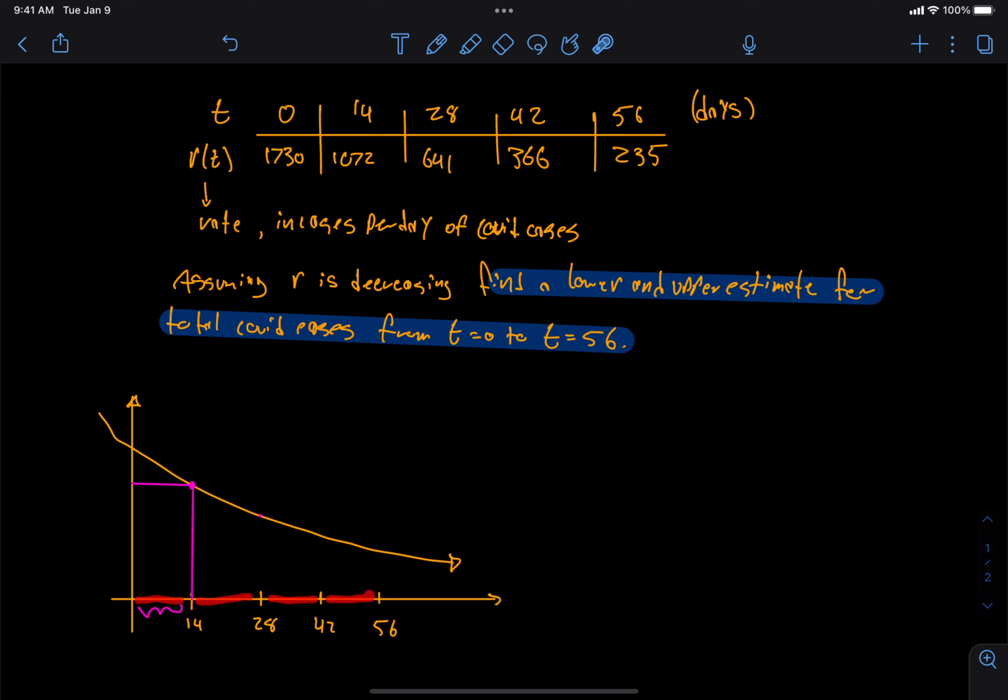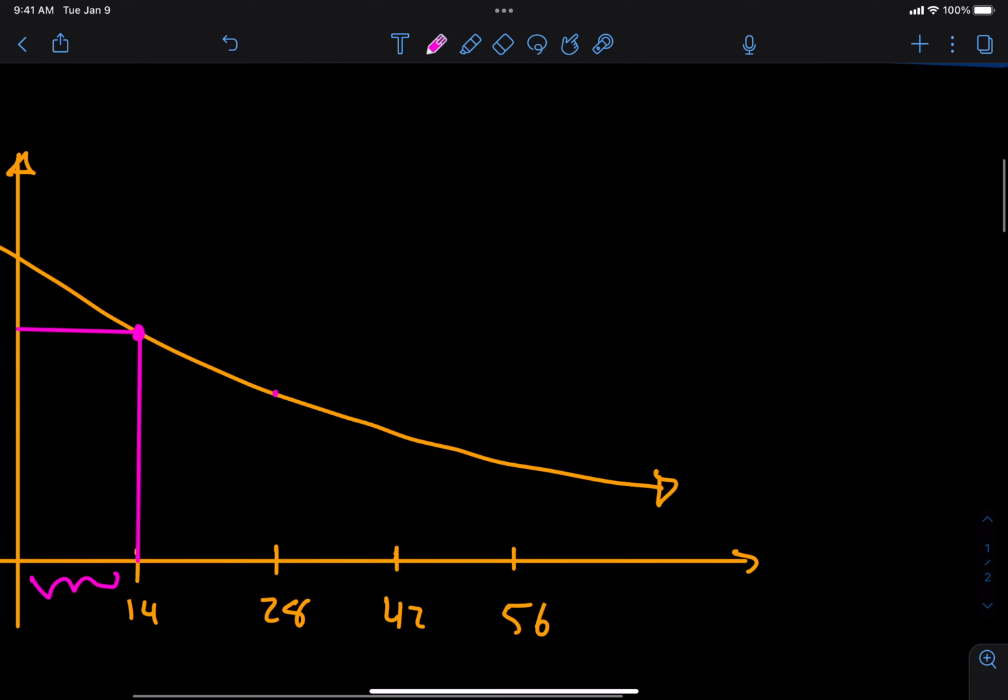Another way of thinking about that is to say, we're not going to count the number of data points. Instead, we're going to count the number of dividers between data points, which in this case is 4. So we need 4 total rectangles. So the picture of the right-hand sum is going to look like this.